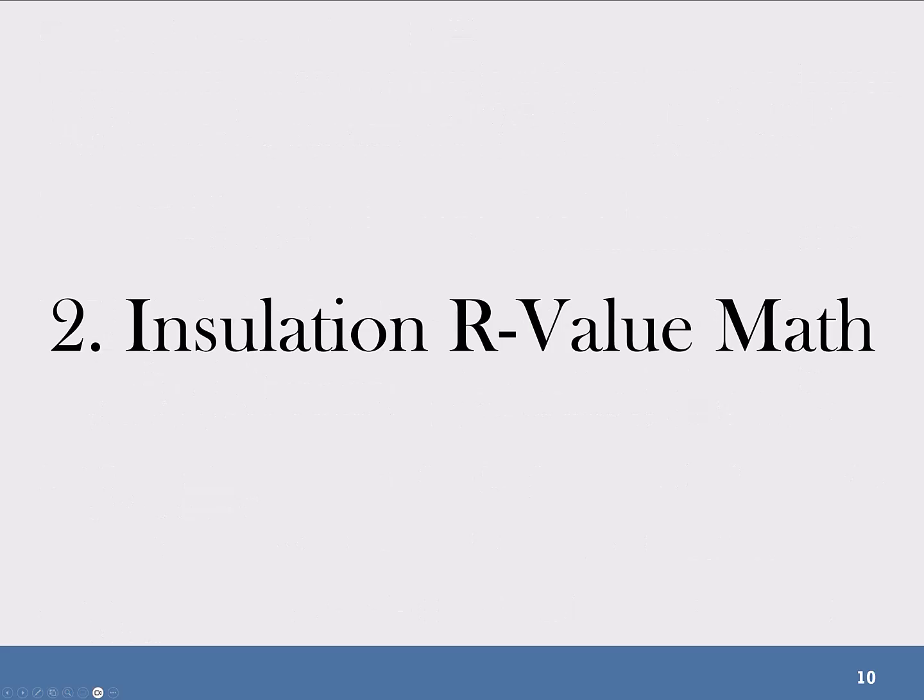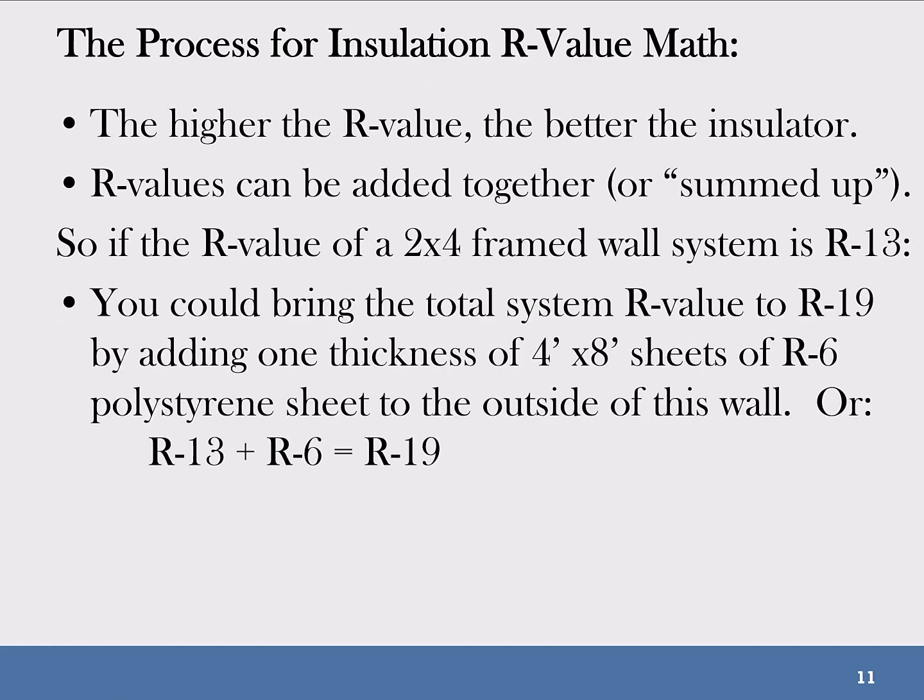Let's look at insulation R-value math. So this is not very complicated. The process for insulation R-value math, well, the higher the R-value, the better the insulator. R-values can be added together. They can be, as the building codes say, summed up. That means you can say 2 plus 2 equals 4. That means you can add the different R-value systems.